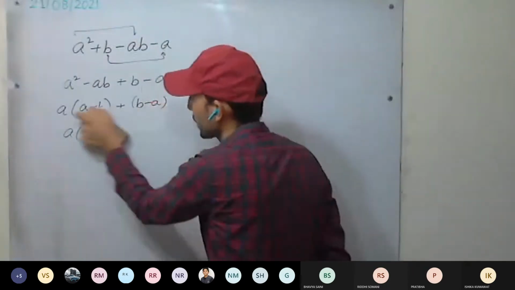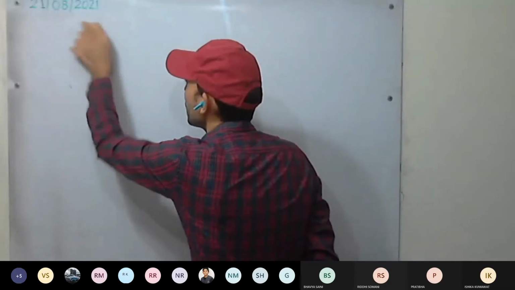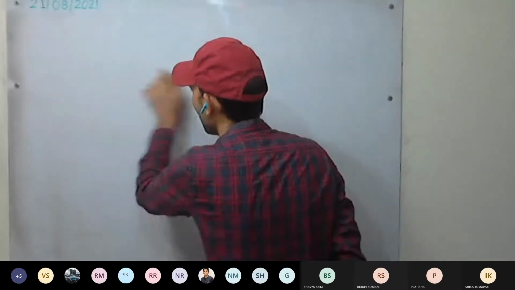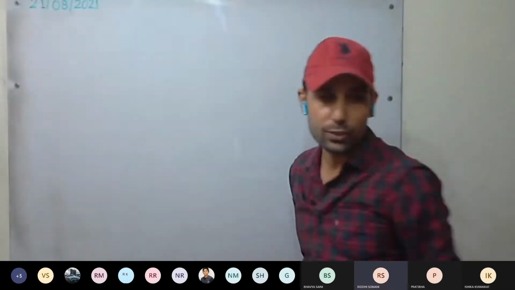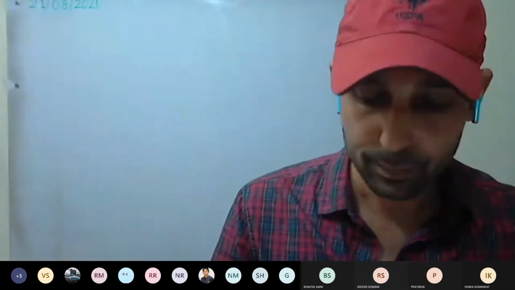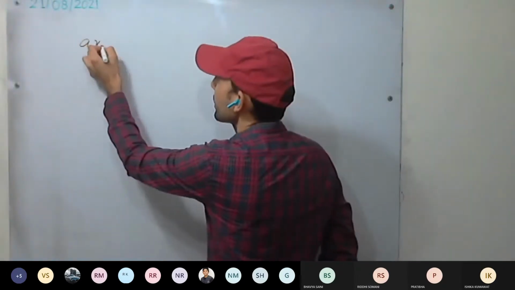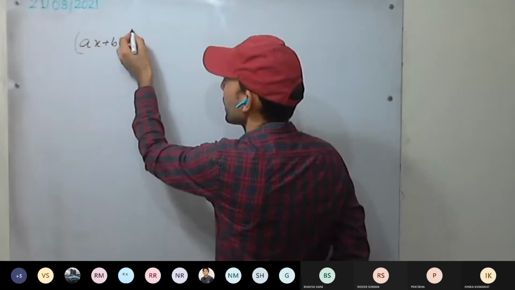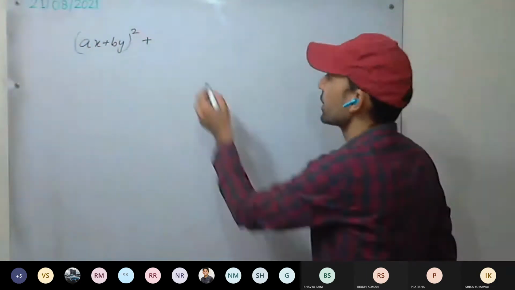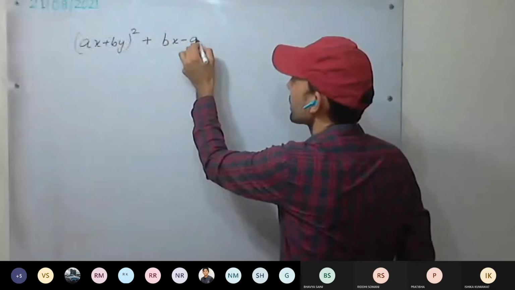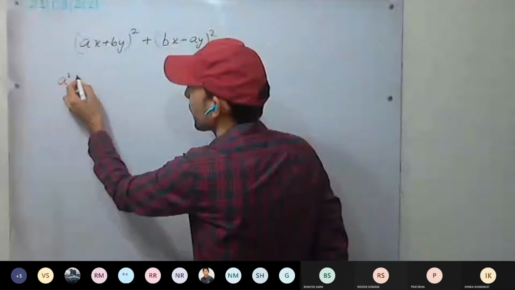We have studied expansions as well. Should we expand them? Each of the terms, which should we expand? It's a plus b the whole square, a minus something like that. So expand them first. Ax plus by the whole square plus bx minus ay the whole square. Expand, what are we getting?